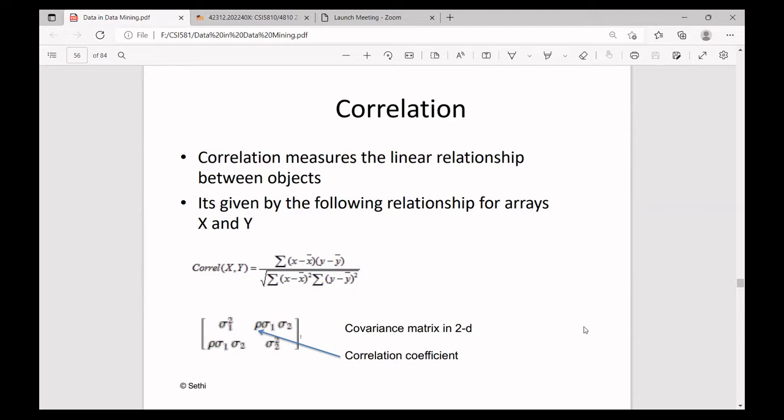Now, if you were to calculate the covariance matrix for this data, the first diagonal element is going to be sigma 1 square. The second diagonal element is going to be sigma 2 square if you're working in 2 dimensions. And the non-diagonal elements are going to be rho times sigma 1 times sigma 2. So the non-diagonal elements actually carry the correlation information.